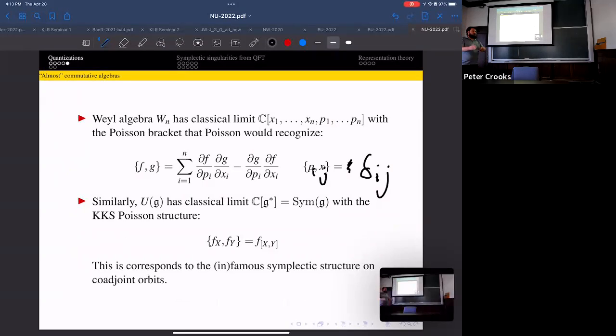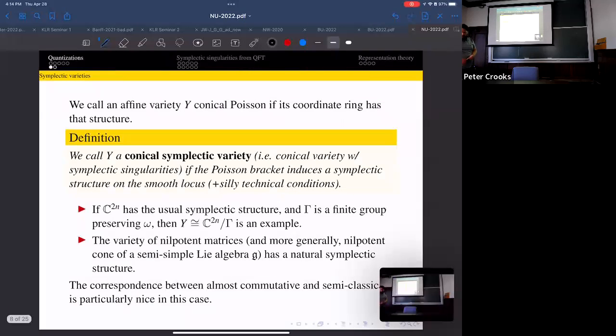And I should say this contrasts a little bit with if you do quantization with an actual parameter, because then you're specializing your parameter to 0. There's no reason to think you have a grading at h equals 0. But you can rephrase all of this in terms of deformations using h bar. All right.